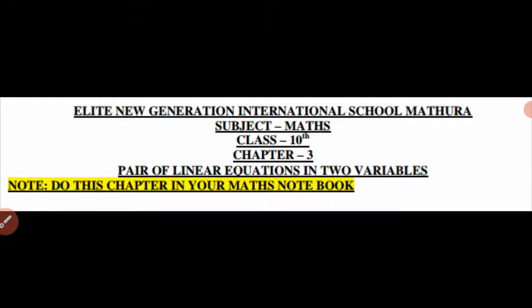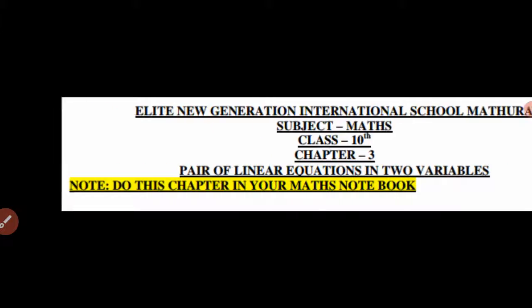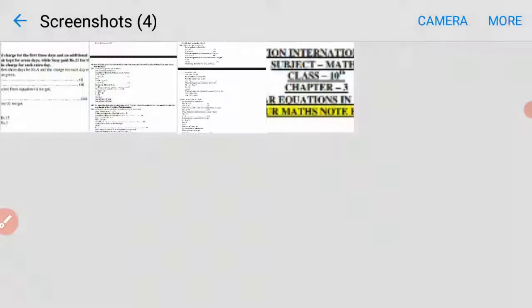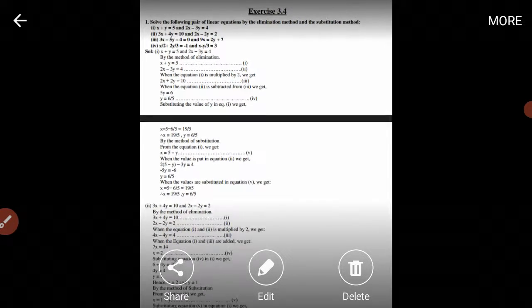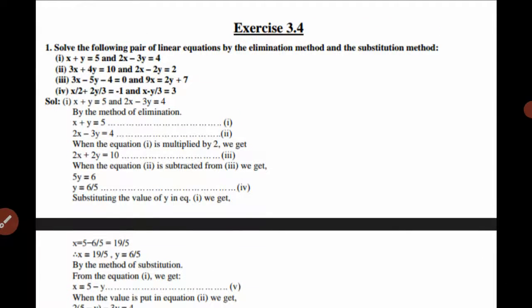Today we are going to start chapter 3, pair of linear equations in two variables, and exercise 3.4. In this exercise we will study the elimination method. Before this we have studied the substitution method, so here we will study the elimination method. In question number 1, solve the following pair of linear equations by elimination method and substitution method.